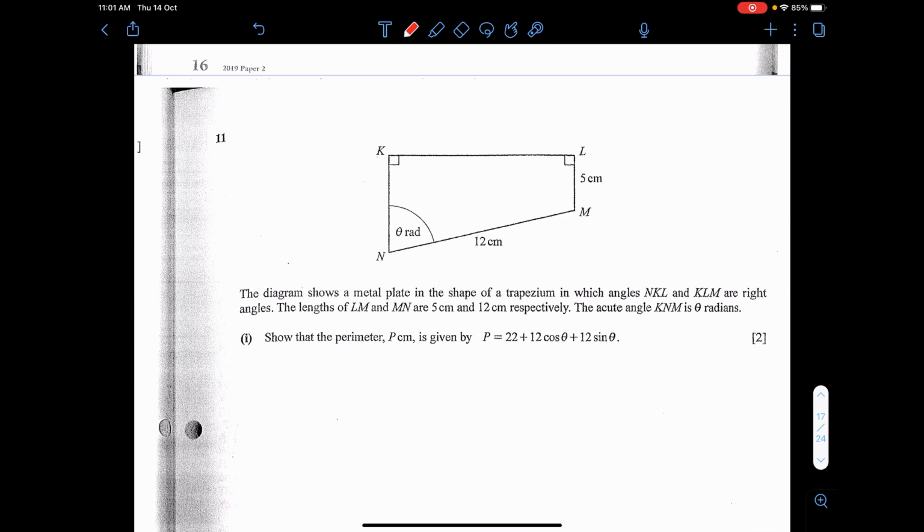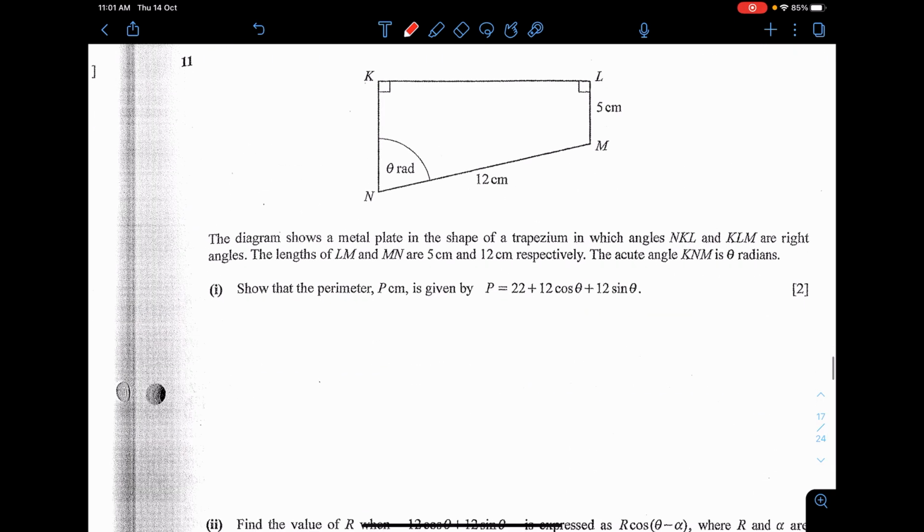Nice. Question 11. Okay, this is a vibe of R formula. The question asks you to find out the perimeter, so that it's going to be that. Okay, I have 12 cm, I have 5 cm, I just need to find out KL and KM. How do I do that? Most of the time I just need to find the perimeter or whatever the show part by doing trigonometry. Simple as that.